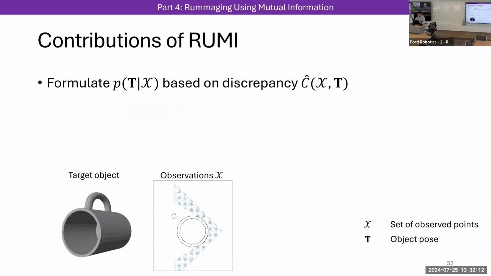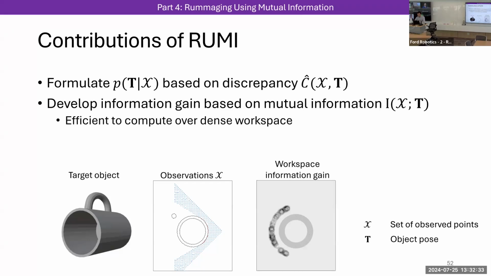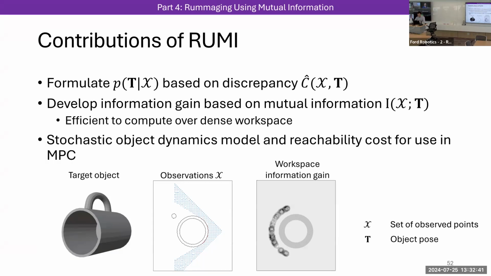In terms of contributions, we formulate a conditional pose distribution given the observed data big X, which is the information observed at the robot trajectory. We also describe how to update this posterior. We also formulate an information gain based on the mutual information between the pose and this big X. Additionally, to use inside of an MPC framework, we introduce a stochastic object dynamics model and a reachability cost to prevent the object from being pushed out of the workspace.